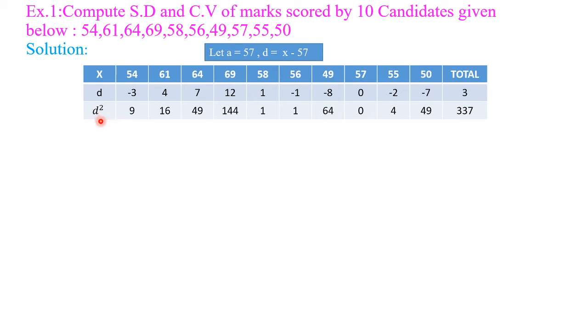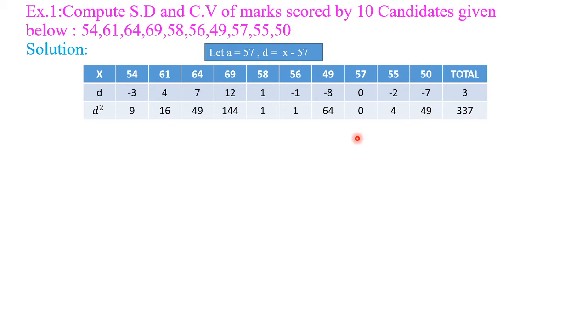Then the square of D, that is D square. Minus 3 square is 9, minus 3 into minus 3, minus minus plus, 3 into 3, 9. 4 into 4, 16. 7 into 7, 49. 12 into 12, 144. 1 into 1, 1. Minus 1 into minus 1, minus minus plus, 1. Minus 8 into minus 8, 64. 0, 0. Minus 2 square, 4. Minus 7 square, 49.